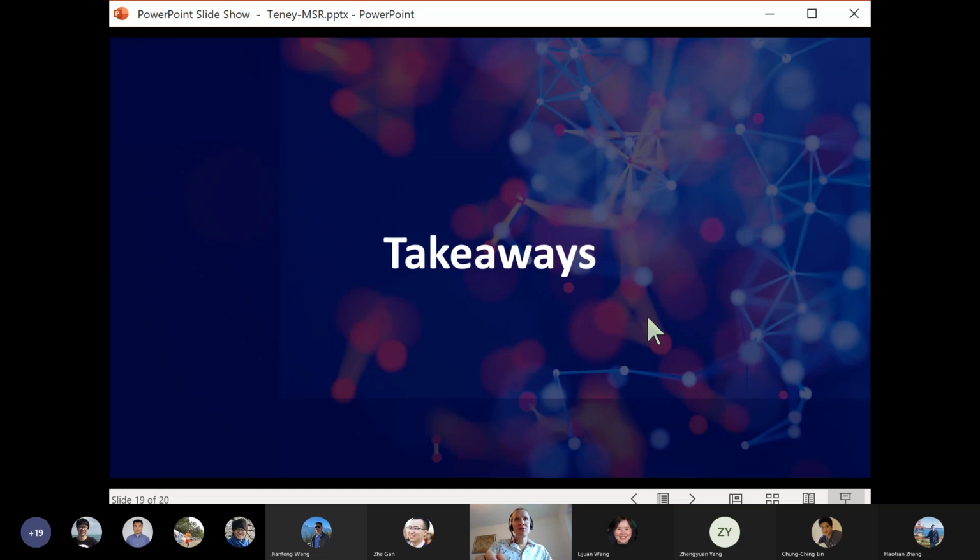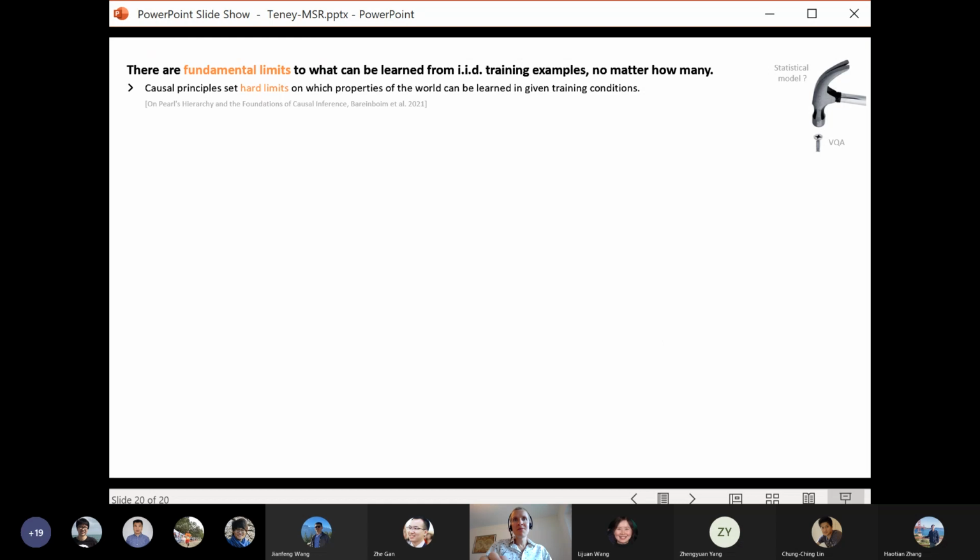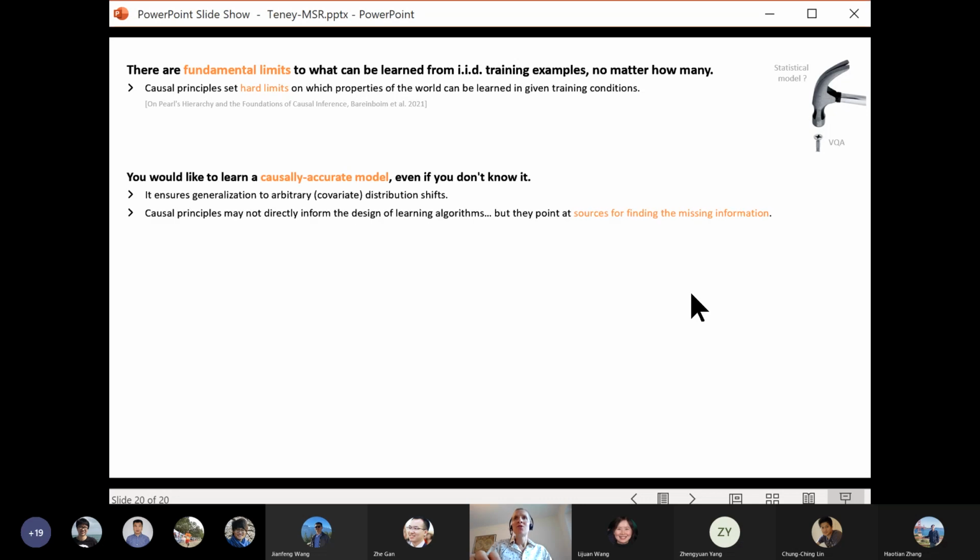So now I want to give some takeaways. I think the main message of this talk is that there are some limits to what can be learned from a set of ID examples. It doesn't matter how many you have. And I find the causal perspective useful to understand the limits of what can be learned in a given training condition. So I see causal reasoning as helpful here, a bit like information theory in the sense that it sets hard limits on what you can do with some given resources.